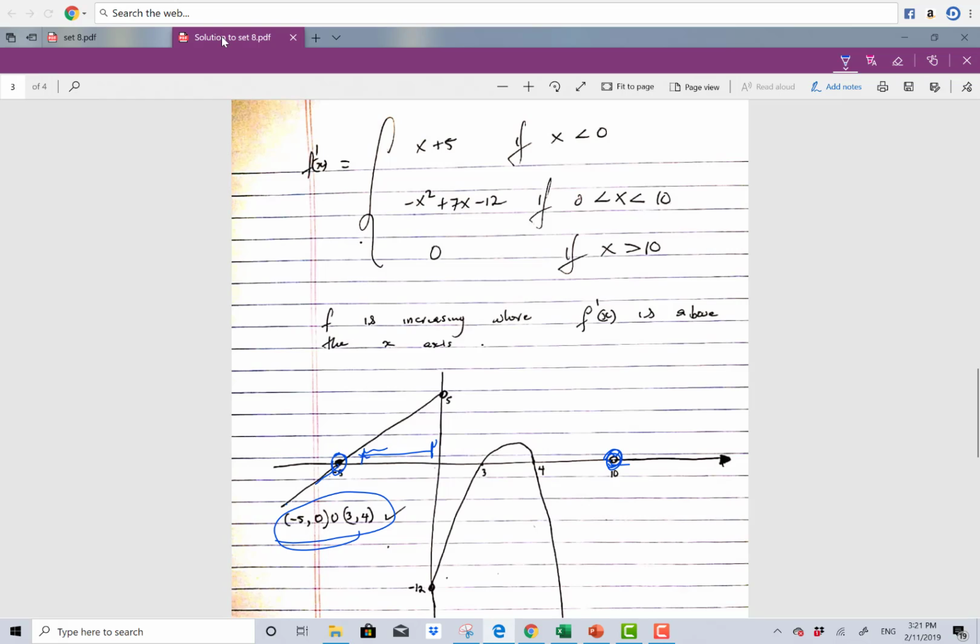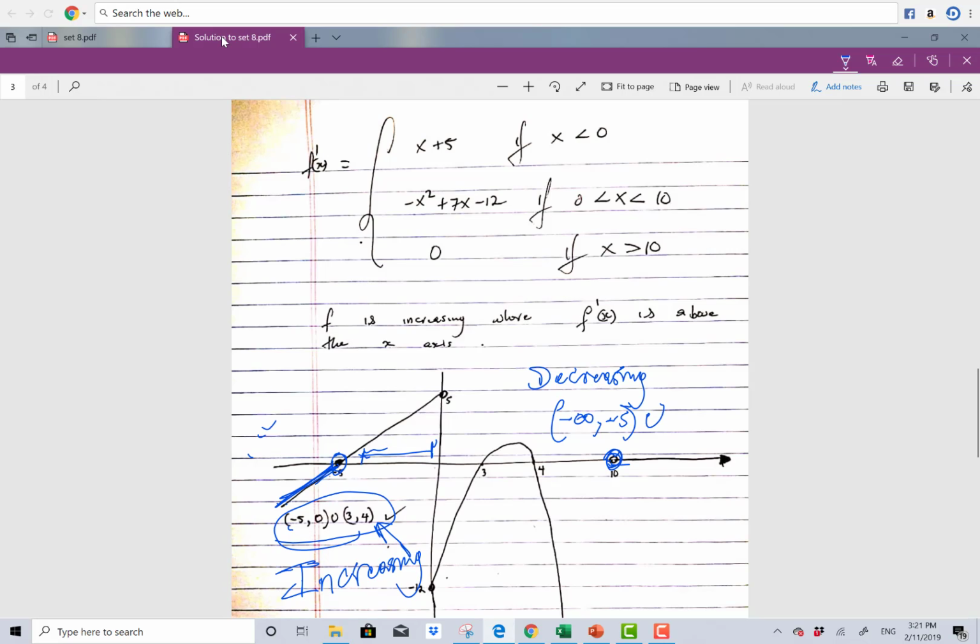To find out where the graph is decreasing now, let me just write this down to make sure this is clear. The graph is increasing from negative 5 to 0 and 3 to 4. And it's going to be decreasing now from negative infinity to negative 5.